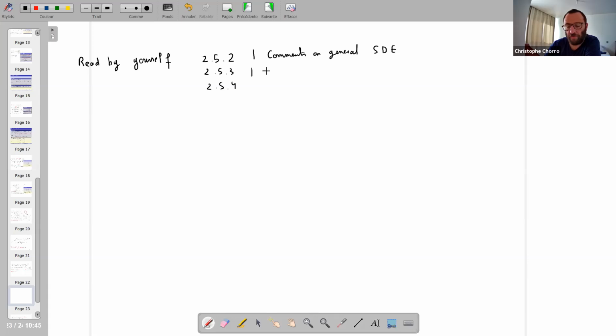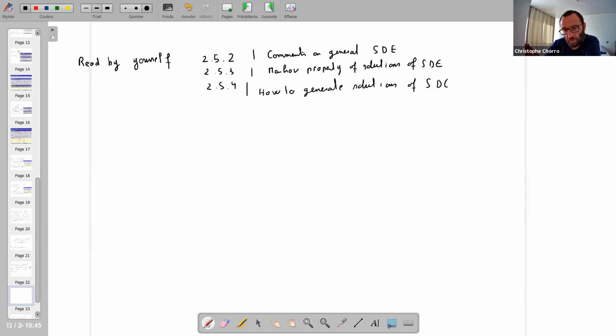Here you have, so keep in mind that we have seen together in chapter 1 that the geometric Brownian motion is a Markov process. Here, you have the Markov property of solutions of stochastic differential equations. And here, how to generate solutions of stochastic differential equations using a computer.